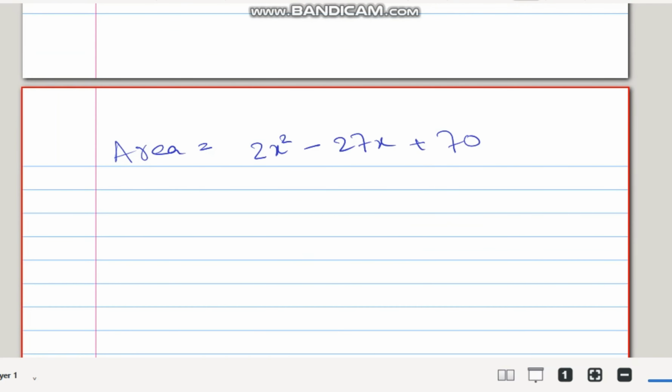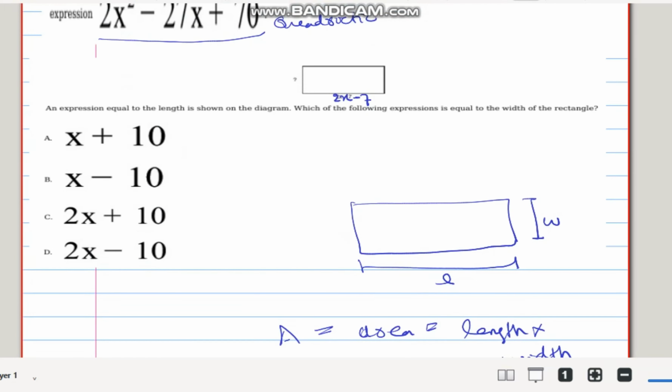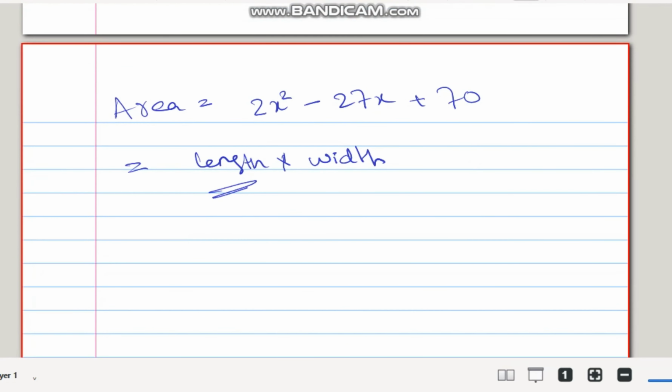Now we know that area is always equal to length multiplied by width. In this question, we are also given the length. How can we see that? This is the length, in a very clear form. We can notice that the length is equal to 2x minus 7. Let me write it here also: the length L is 2x minus 7, and in the place of width, I am just writing W.